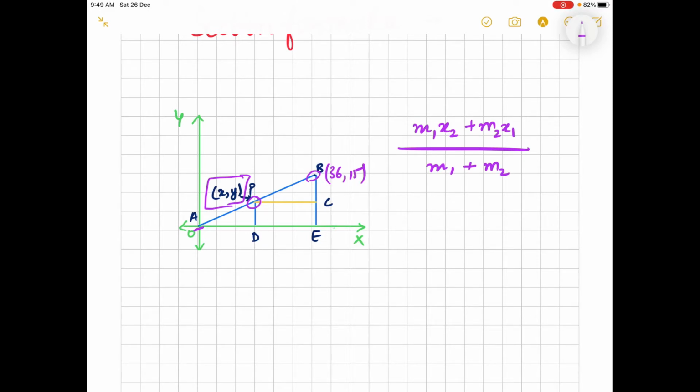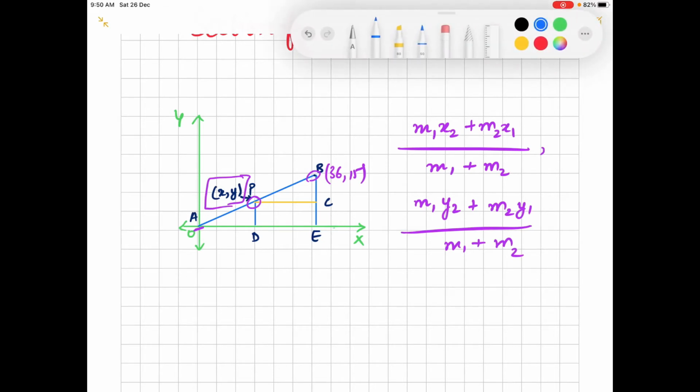What are m1 and m2 here? m1 and m2 are the ratio in which the line segment is getting divided. This is the formula for the coordinate x. But what will be the formula for the coordinate y? The formula for y will be similar to x: m1 y2 plus m2 y1, and everything is divided by m1 plus m2.